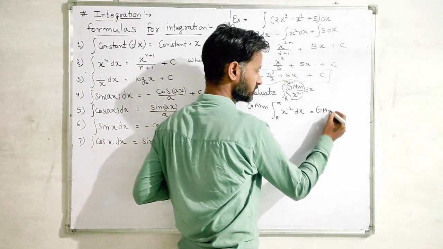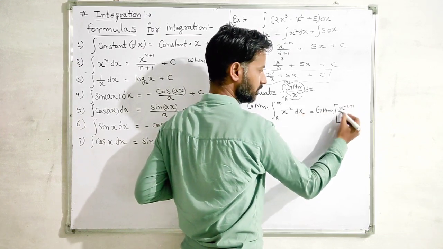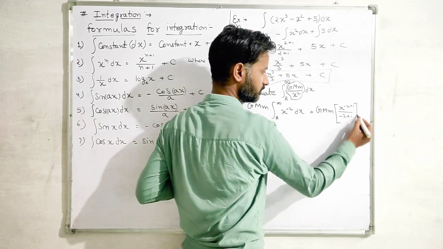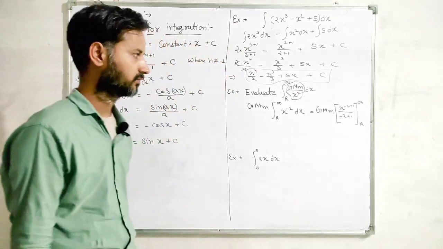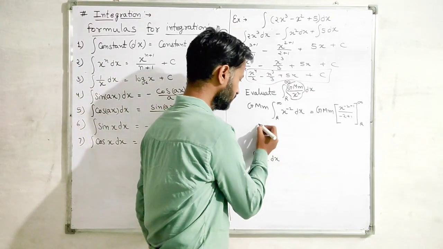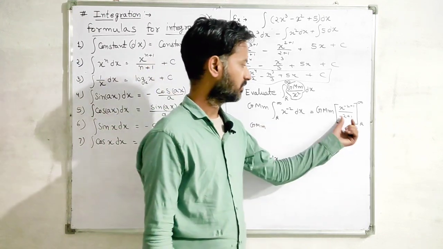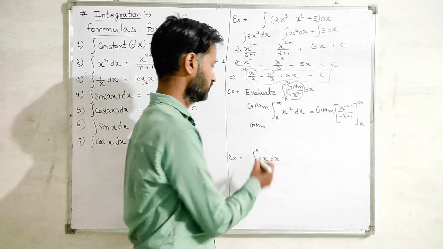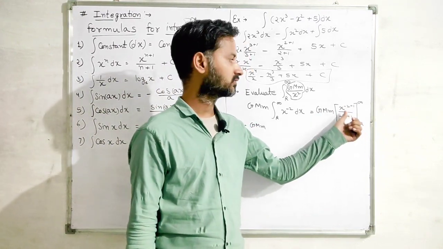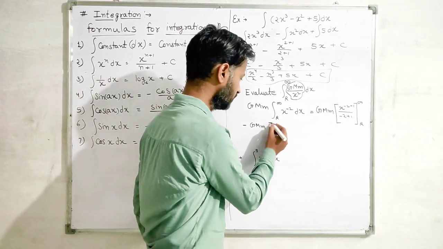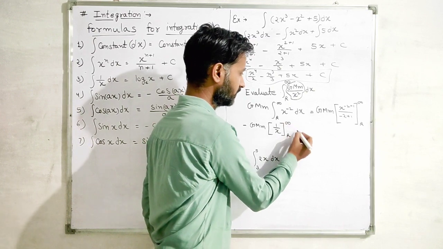G M small m, x to the power minus 2 plus 1 divided by minus 2 plus 1, from r to infinity. It will be G M small m, minus 2 plus 1 minus 1, so x to the power minus 1, which is 1 upon x, from r to infinity.